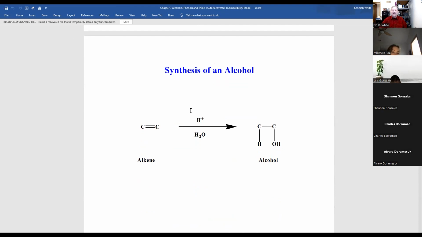Now, how do you make an alcohol? Well, we've already talked about this reaction, and that's if you take a double bond, react with acid and water, you'll form an alcohol. Now, this is the only reaction I'll have on two different tests. I can ask you this on test 1, and I can also ask you this on test 2.